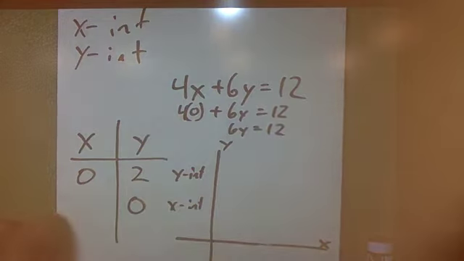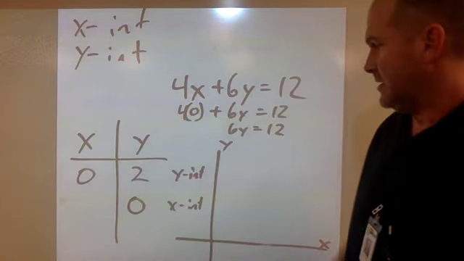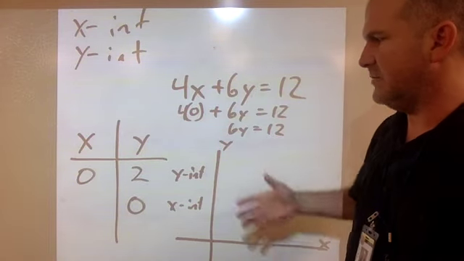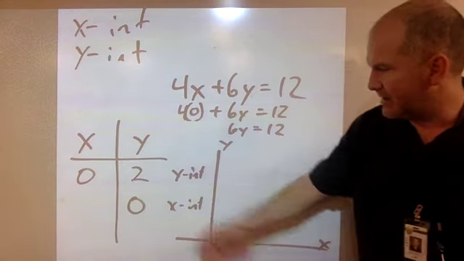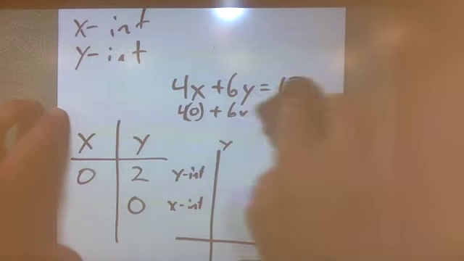So y, when x is equal to 0, so this would kind of be like, if we go back to that membership, if x is 0, if you didn't go for any weeks, then y was equal to 2. That means in this particular story, the membership was $2. All right, now let's find our x-intercept. And then we can plot those points and connect them and we're done.